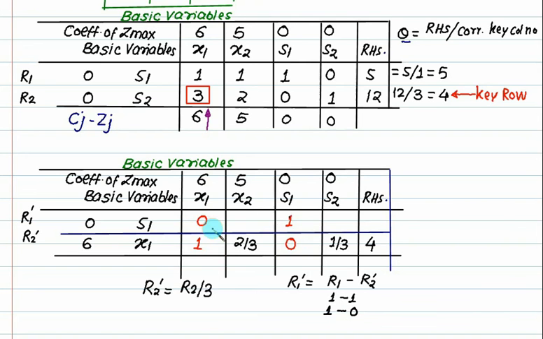So not only does the identity matrix make your problem easy, it also instructs you how to write the second equation. Now how are you going to fill this? What is the original number? 1. What is the new number? 2 by 3. So this number is 1 by 3. What is the previous number? 0. What is the new number? Minus 1 by 3. So this number is minus 1 by 3. What is the previous number? 5. What is the new number? 4. So this number is 1.